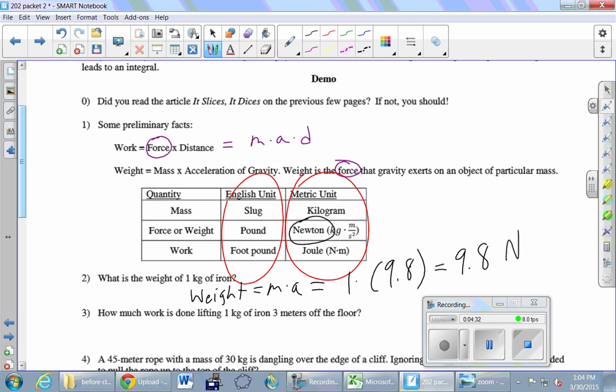You have to call it weight, as opposed to? Oh, you could just call it force. Yeah, weight and force are synonyms. Yeah. Okay, let's go to 3. Rich. How much work is done right there?